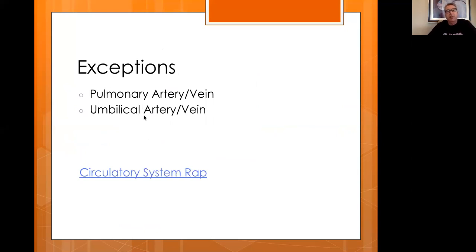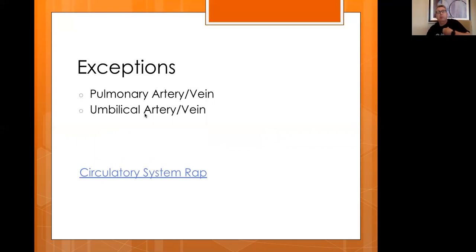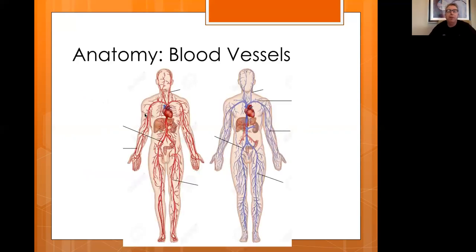The exception is the pulmonary artery, which takes deoxygenated blood and leaves the heart to the lungs, and then the pulmonary vein brings oxygenated blood back to the heart. Same with the umbilical cord: the artery takes deoxygenated blood out from the baby, and the oxygenated blood comes back with the vein. So the vein is bringing oxygenated blood into the baby.